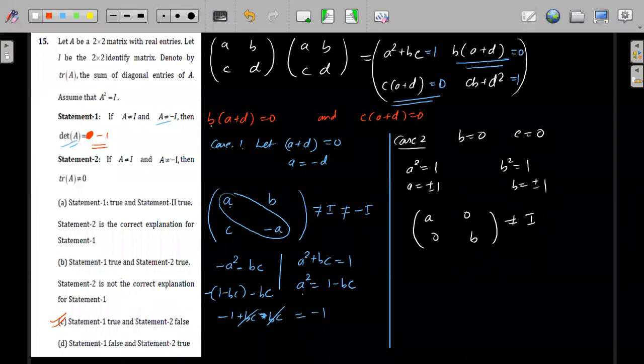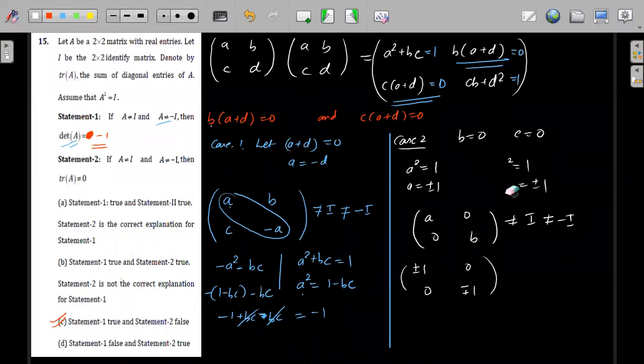This cannot be equal to identity, this cannot be equal to minus of identity. That means a and d should be of opposite sign. If a is plus 1, d has to be minus 1. If a is minus 1, d has to be plus 1. So that means I can write plus minus 1, minus plus 1, 0, 0. Sorry, this will be the matrix. Sorry, this is d square. D square is equal to minus 1. So if it is plus 1, here it will be minus, and plus 1.